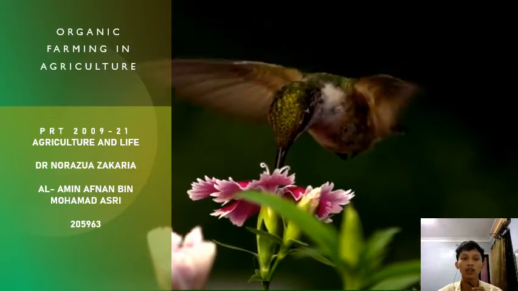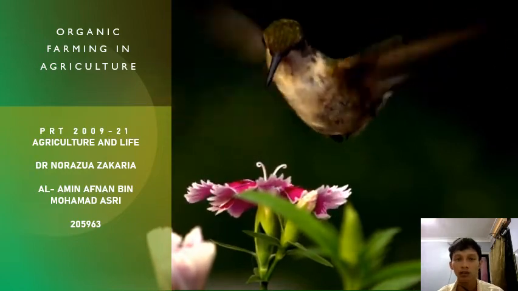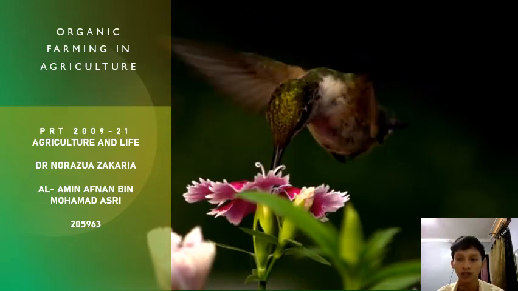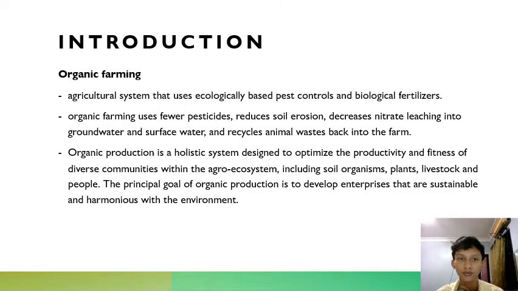For this agriculture and life presentation, I am going to present about organic farming in agriculture. For introduction, organic farming is an agricultural system that uses ecologically based pest controls and biological fertilizers.